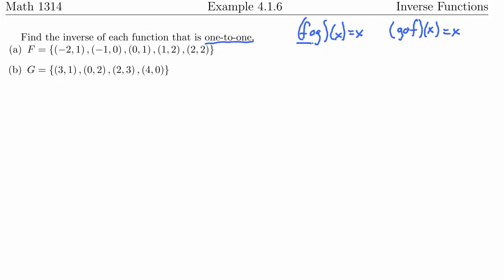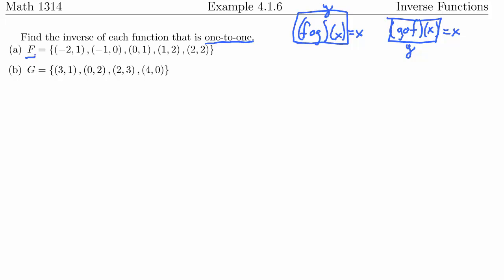Also notice over here that f composed of g of x is actually just function notation. That stands for a y. And the same thing over here for g composed of f of x. That's also just function notation. That's also a y. In other words, y equals x and y equals x. In other words, x and y can be reversed, actually. In fact, that's the definition of an inverse function. The x and the y values switch each other.